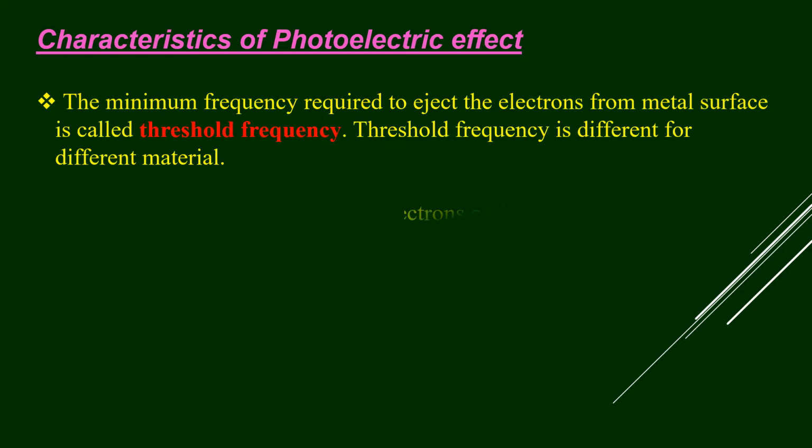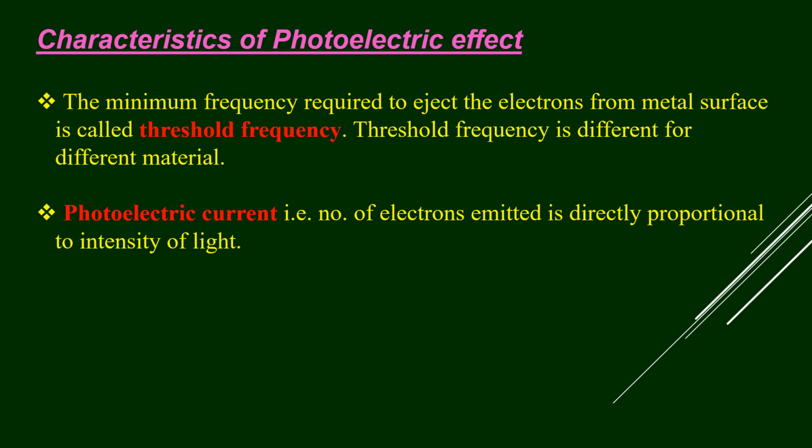What are the characteristics of the photoelectric effect? Some significant observations were made regarding it, and the main characteristics are: number one, the minimum frequency required to eject an electron from the metal surface is called the threshold frequency, and this threshold frequency is different for different materials. The second is photoelectric current. What is photoelectric current? It is the number of electrons emitted per unit time. This photoelectric current is directly proportional to the intensity of light.